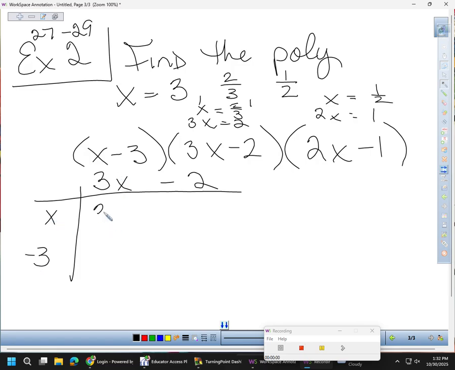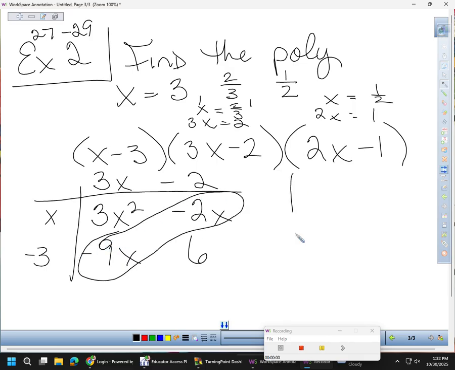3x times x is 3x squared. -2 times x is -2x. 3x times -3 is -9x. And -2 times -3 is 6. Again, remember we're going to add our diagonal together. So over here, we're going to do one more box. I like to put the longer one across the top. 3x squared minus 11x plus 6. And I'm timesing by 2x minus 1.